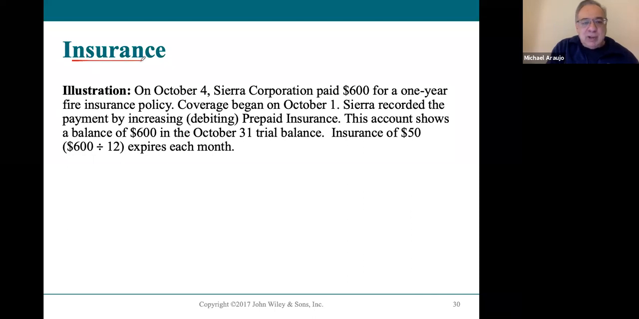Remember, prepaid insurance is an asset. It's a current asset because it's going to be used quickly. And you might remember Sierra Corporation had a $600 policy for a whole 12 years.